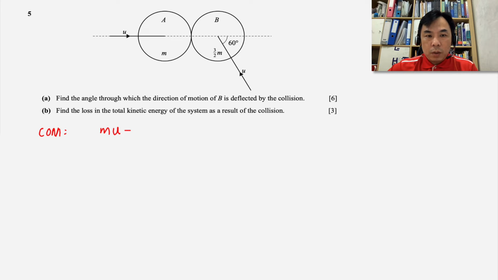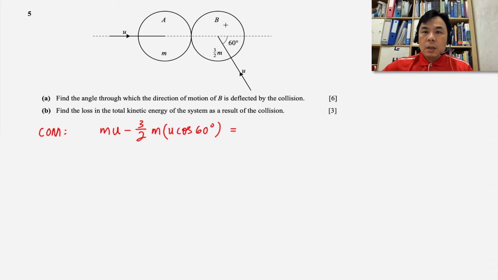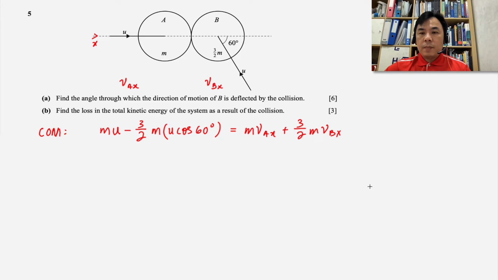So therefore, here we have 3 over 2 m u cos 60 degrees. Because it's negative, it's moving in the opposite direction. That must be the same as, let's assume that after the collision A would move with a speed vA, whereby sphere B will move with a speed vB. We are considering the x direction. So therefore we will have m vAx plus 3 over 2 m vBx. I hope that is clear.